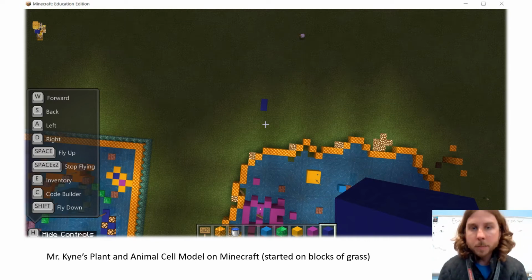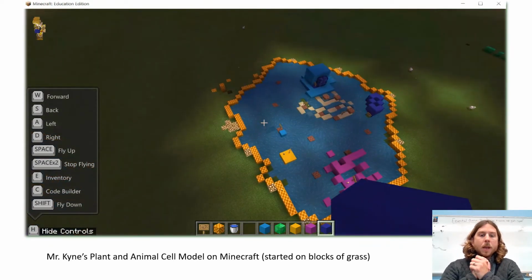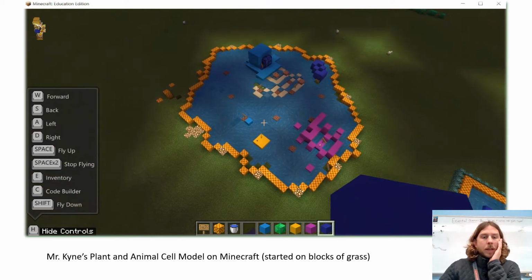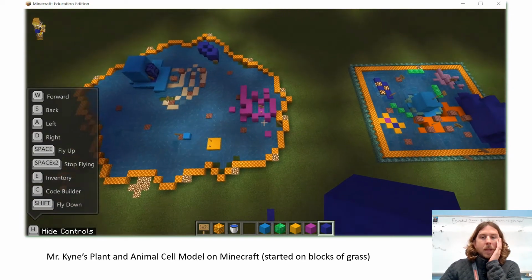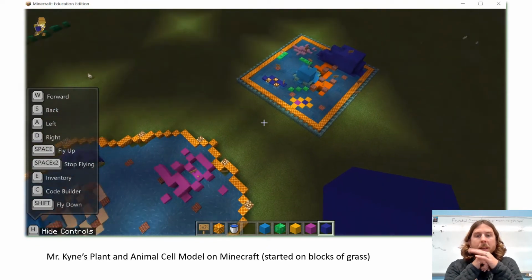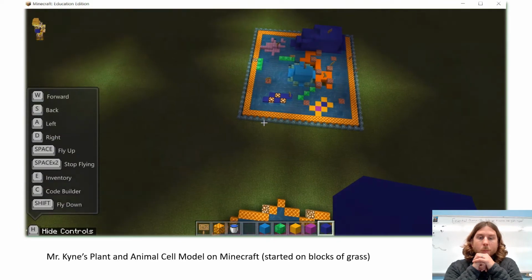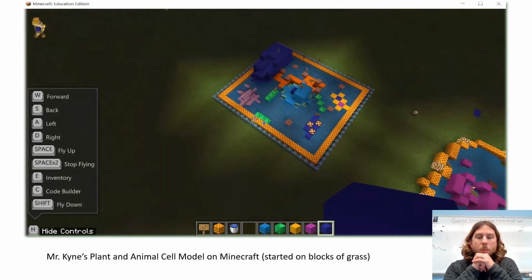Hey guys, welcome. Today we're going to look at two different models that I created using Minecraft Education in class earlier this year. So we're going to look at the model here, and at first glance, something that you should notice immediately is the different shape in the two. One is more roundish and one is more rectangular.